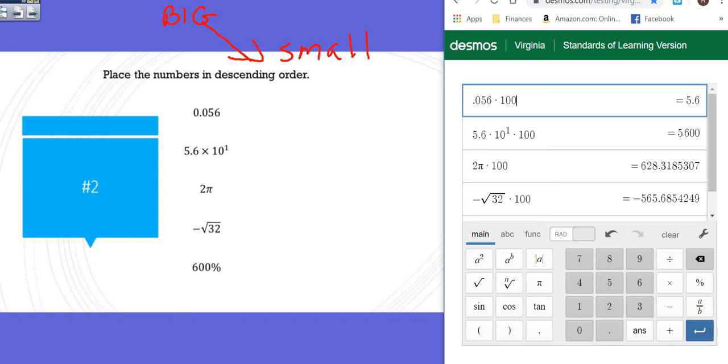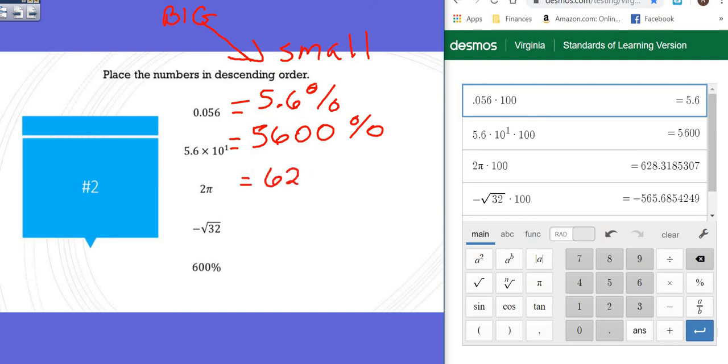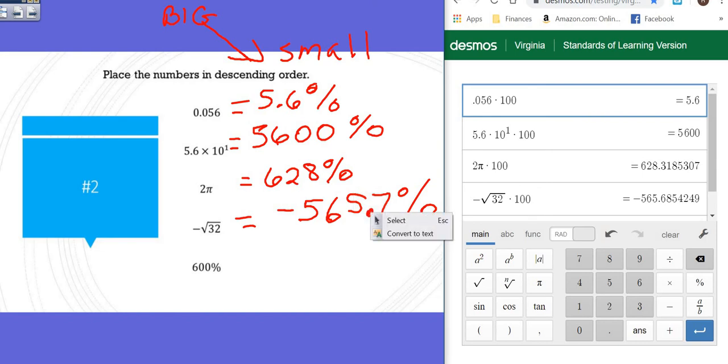So we're going to take time and go ahead and write these all down. The first one is 5.6%. The second one is 5,600%. The third one is 628%. The next one is negative 565.7%. That's a negative number though, that's important. And then the last one is 600%.